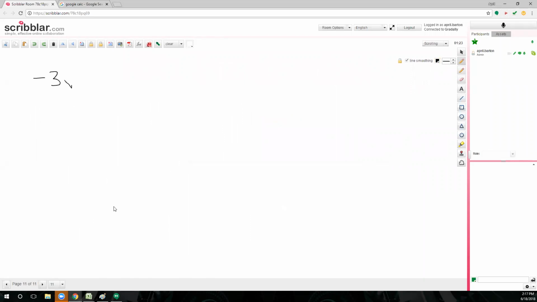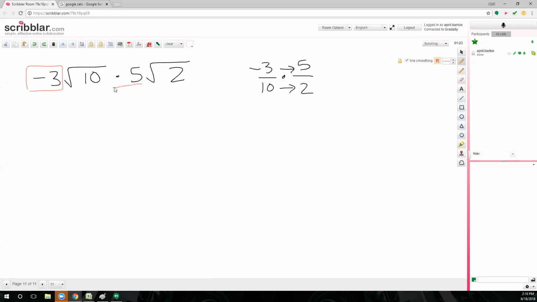When you multiply radicals, they're kind of similar to fractions. If we had the fraction negative 3 over 10 times 5 over 2, we multiply top to top and bottom to bottom, because numerators multiply together and denominators multiply together. When you're multiplying radicals, the number in front, this coefficient, can only multiply by the other number in front, that coefficient. If there was no 5 there, we would just bring it down. We wouldn't have anything to multiply by.